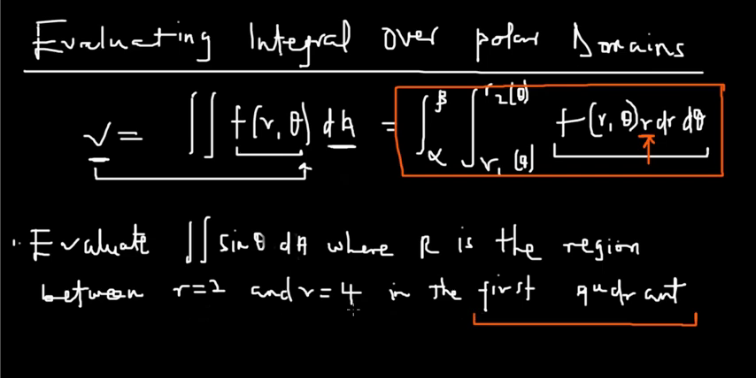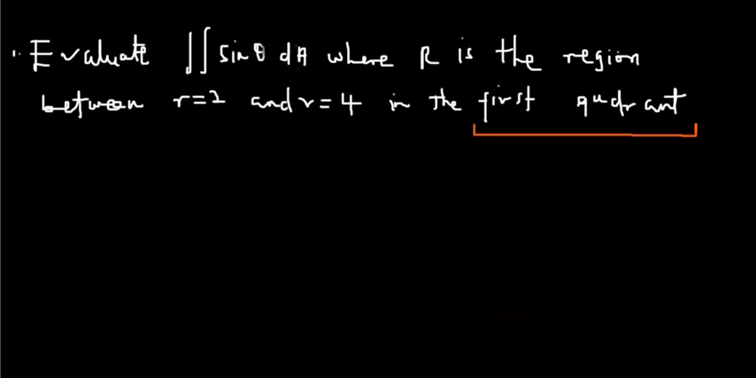So without further ado, let's try to solve some problems so that you get to understand the concept of evaluating integrals over polar domains. Now let's take this question for example. So we have to evaluate this integral, sin theta dA, where R is the region between r=2 and r=4 in the first quadrant.